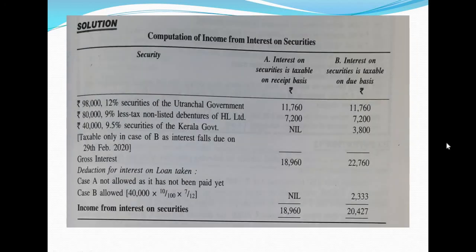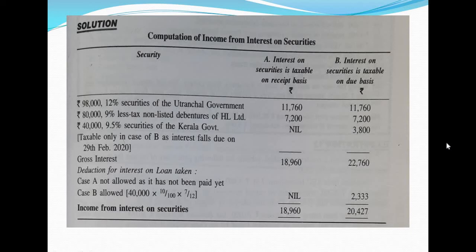Now, if you look at the solution, there are two columns for the calculation of interest. The first one is where interest on security is taxable on receipt basis, that is cash basis, and the second is where interest on security is taxable on due basis. Remember, under receipt basis, only if the actual cash has been received, or only if the actual payment has been made in cash, will it be recorded.